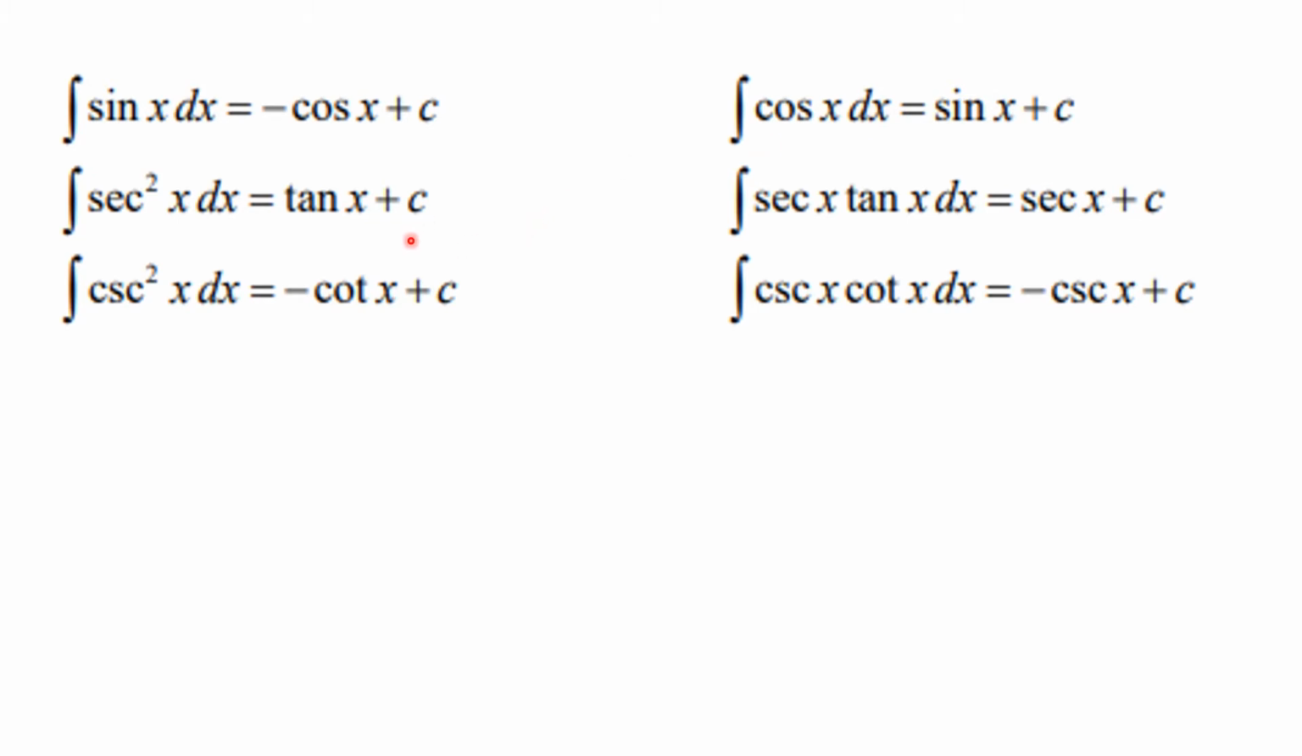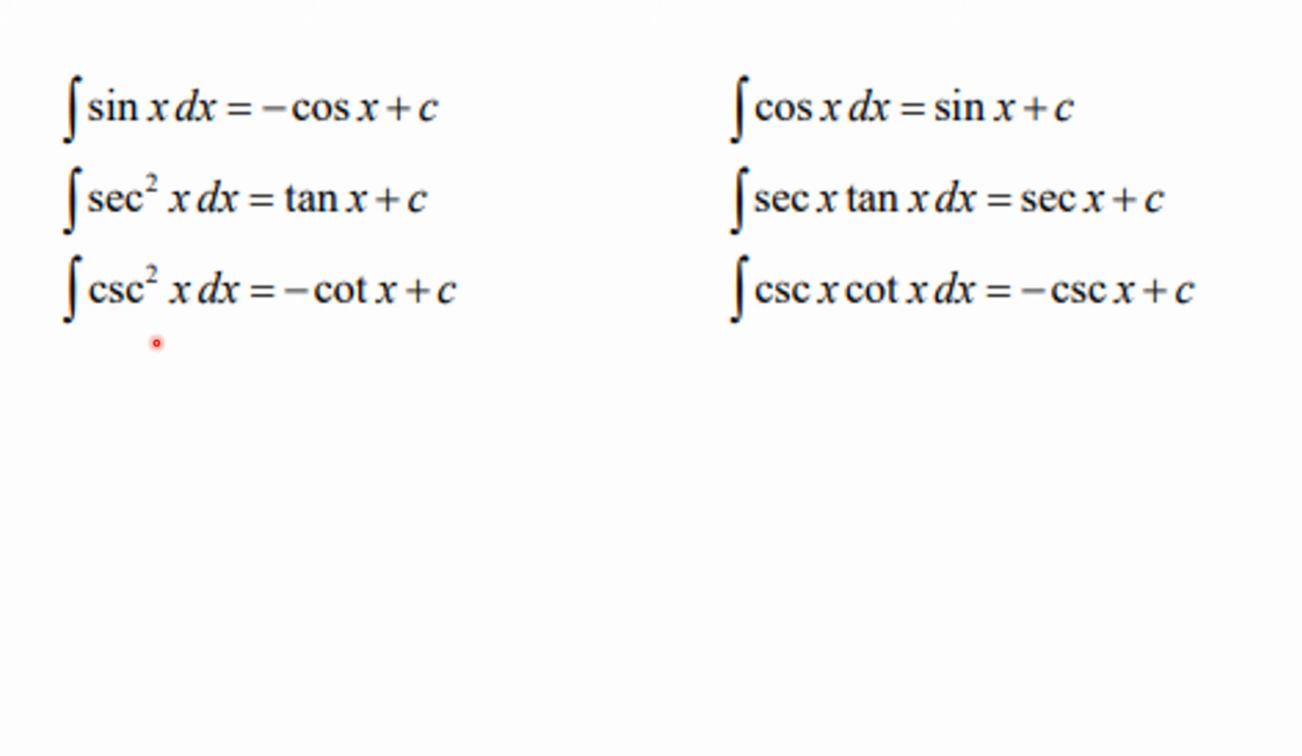When we take the derivative of the tangent of x, we get the secant squared of x. That means the indefinite integral of the secant squared of x with respect to x is the tangent of x plus c. When we take the derivative of the secant of x, we get the secant of x times tangent of x. That means the indefinite integral of the secant of x tangent of x with respect to x is equal to the secant of x plus c.